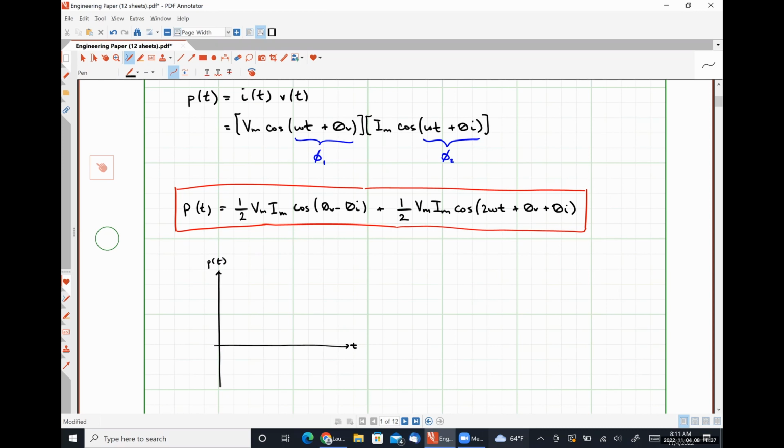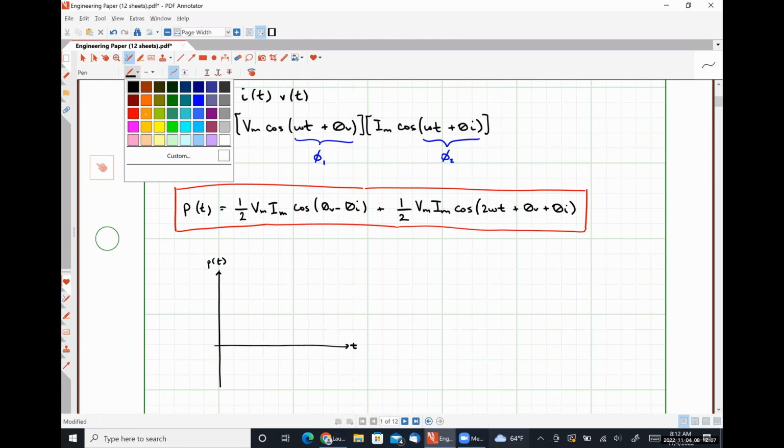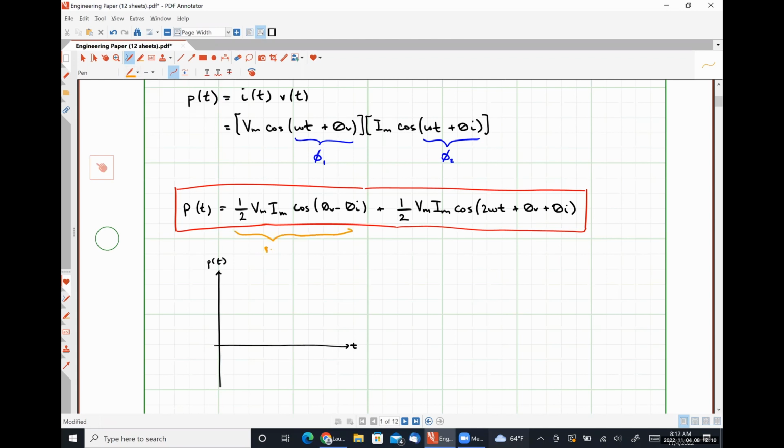So let's look at this first term here. 1/2 is a constant. The magnitude of the voltage is a constant. The magnitude of the current is a constant. The phase angle of the voltage is a constant, and the phase angle of the current is also a constant. So this whole first term is effectively a constant value, on top of which we are adding the sinusoidally varying part on the right-hand side, okay? So we have a DC component over here on the left and an AC component over here on the right.